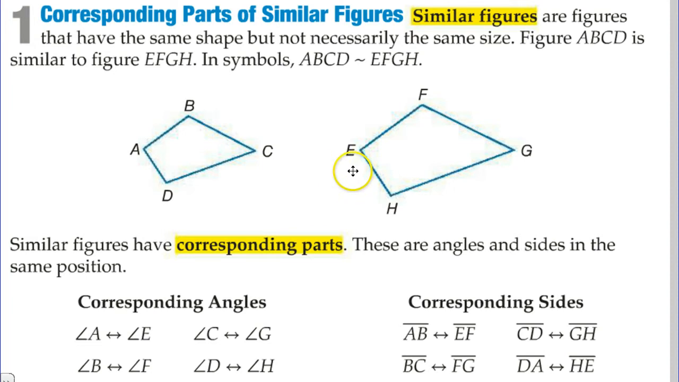And what ends up happening is, if this is really a similar figure, the corresponding parts end up being proportional. So angle A to angle E equals angle B to angle F, and so on. And AB to EF for the sides equals BC to FG. There's a corresponding ratio. So just like everything else we've done, we'll be drawing a lot of proportions.